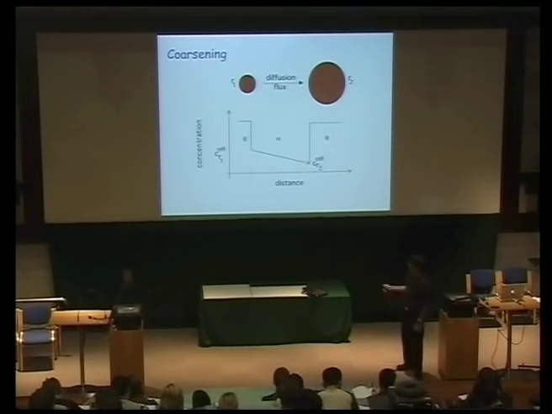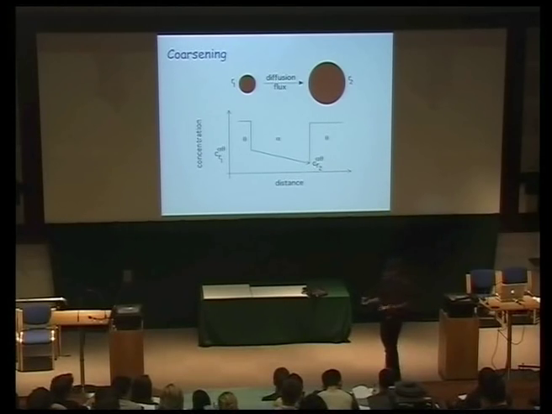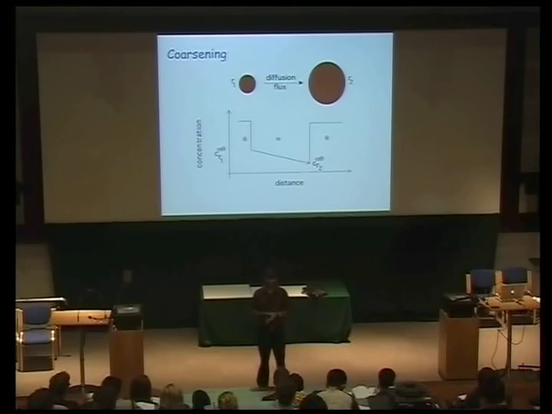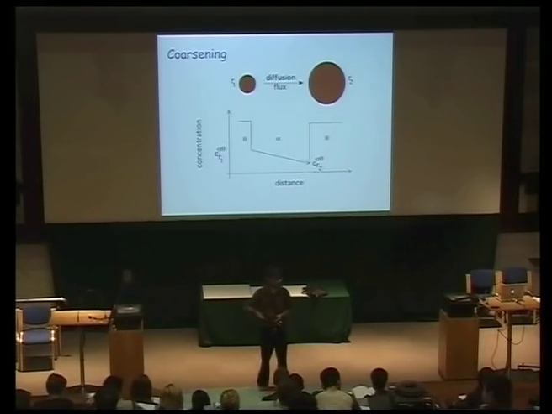Yep. So obviously, the larger the solubility of the solute in the matrix, the greater the magnitude of the gradient that is possible. So if the solute has almost no solubility in the matrix, then it doesn't matter how small the particle is, you cannot have a large gradient of concentration.